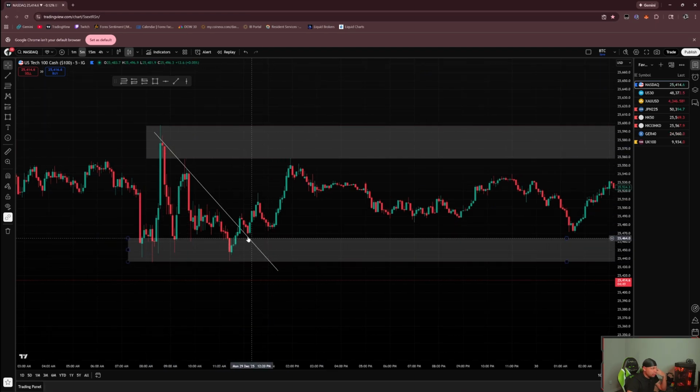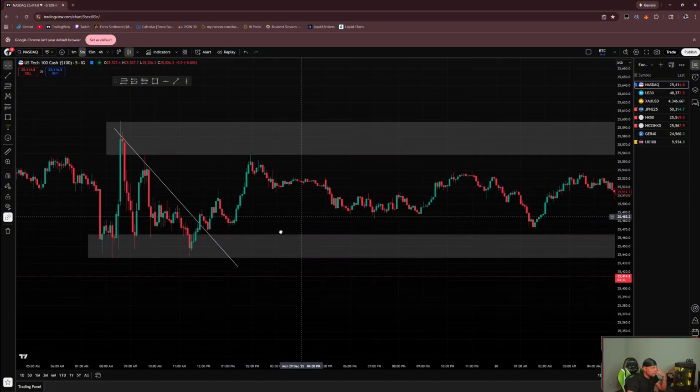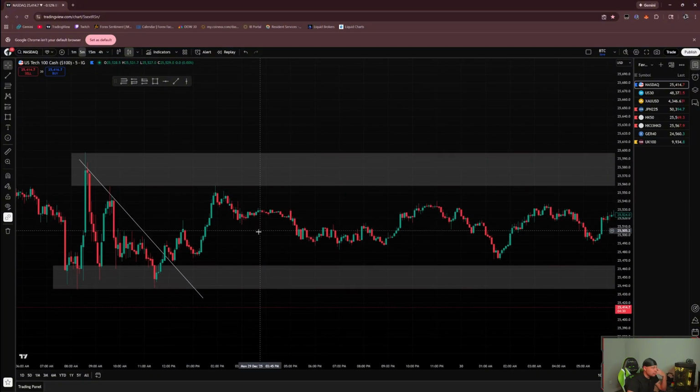The trend line break, the push off the support zone, that would have made me feel confident in taking a trade. Not only that, it broke this little resistance zone here as well. So that would have made me a bit confident in taking that trade and staying in it until we reached our resistance zone or take profit zone.